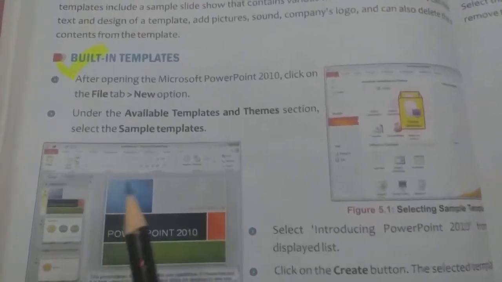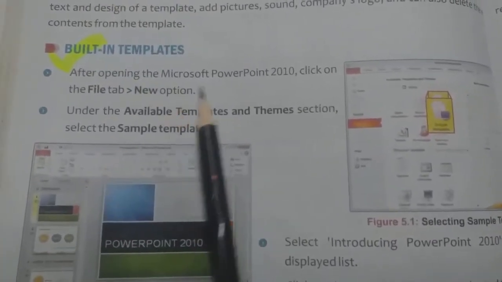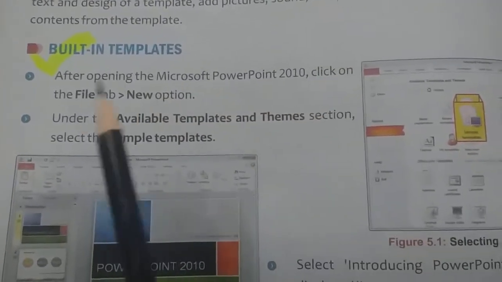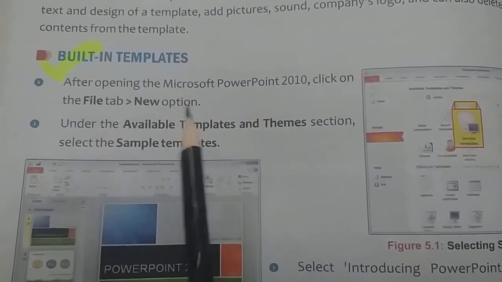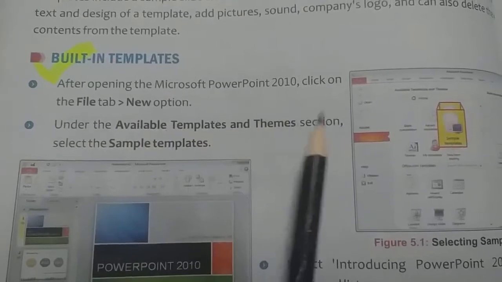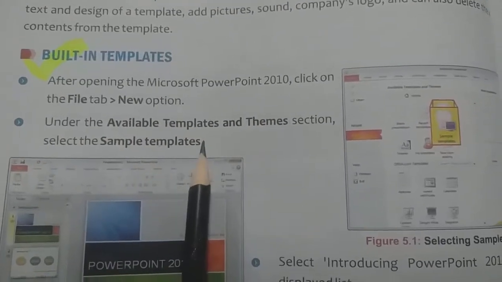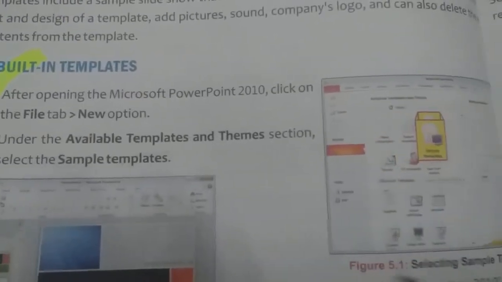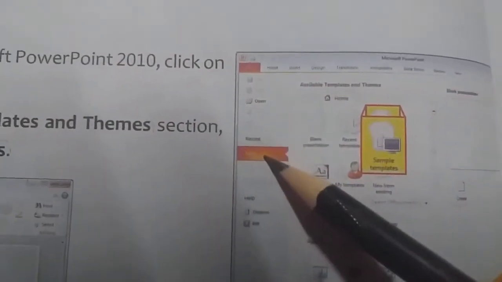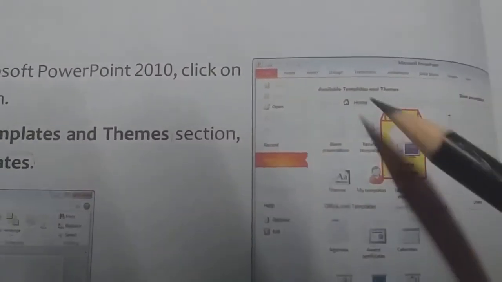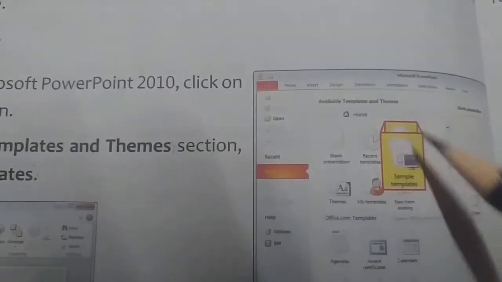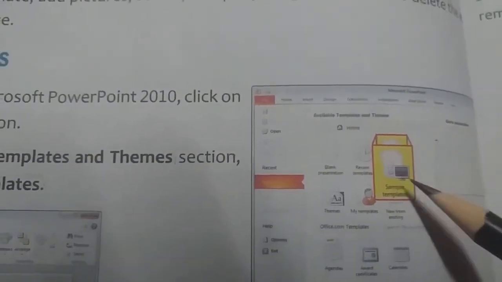So what are built-in templates? After opening the Microsoft PowerPoint 2010, click on the File tab and then New option. Under the available templates and theme section, select the sample templates. Yes, after opening Microsoft PowerPoint, you have to click on this File tab, and after that there is option New. And whenever you will click on the New, there is option Sample Templates under the available templates and theme. Yes, we have to choose this option.